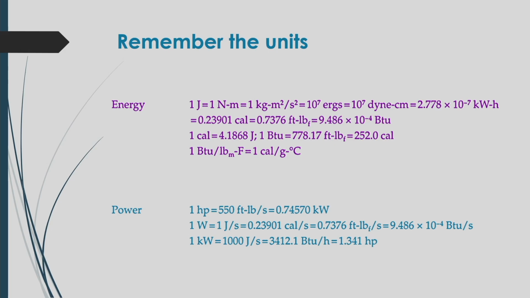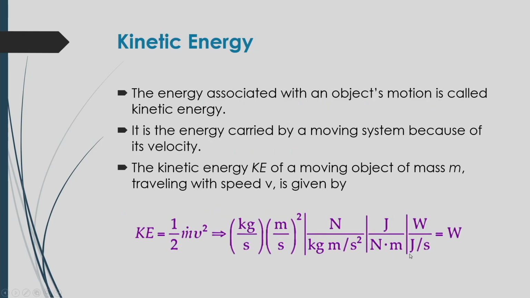It is generally regarded as horsepower or kilowatt. So, 1 horsepower is basically 0.74570 kilowatt, and also 1 kilowatt means 1000 joule per second. That means how much energy is released or work done per unit time will be called power. So, here in the slides the unit for power in different systems is given.